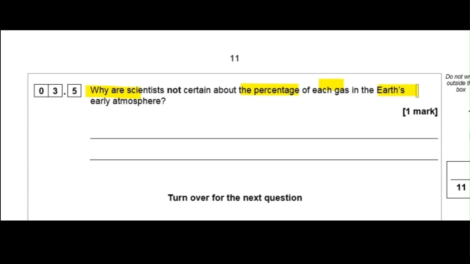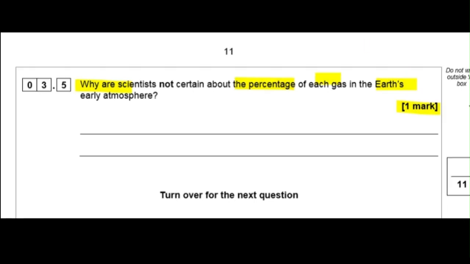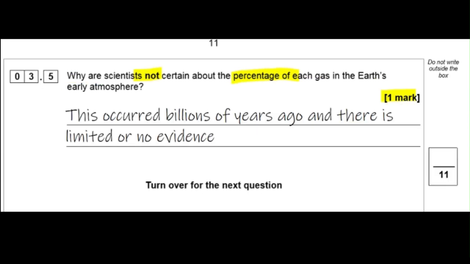3.5. Why are scientists not certain about the percentage of each gas in the Earth's early atmosphere? For 1 mark. This question is a similar theme to what scientists think about what happened in the Earth's early life cycle. And basically, for things that happened billions of years ago, there's very little, limited evidence. So to get a mark: this occurred billions of years ago, and there's limited or no evidence.